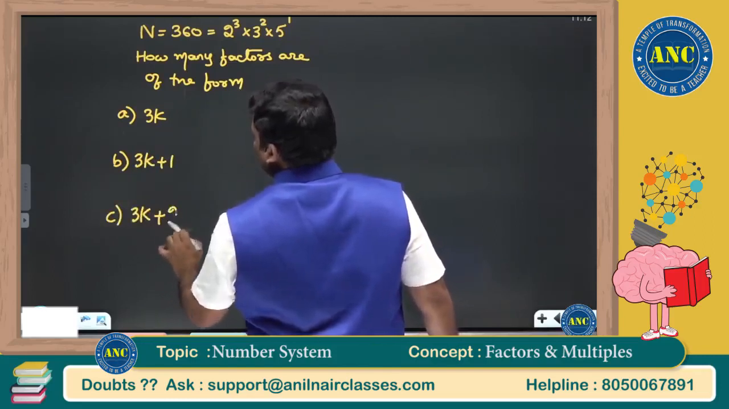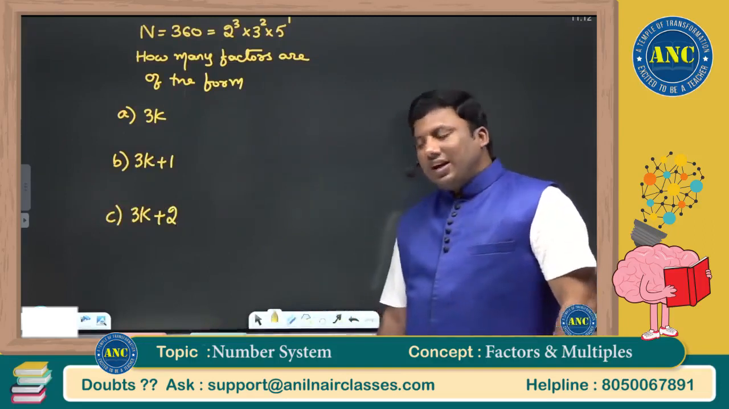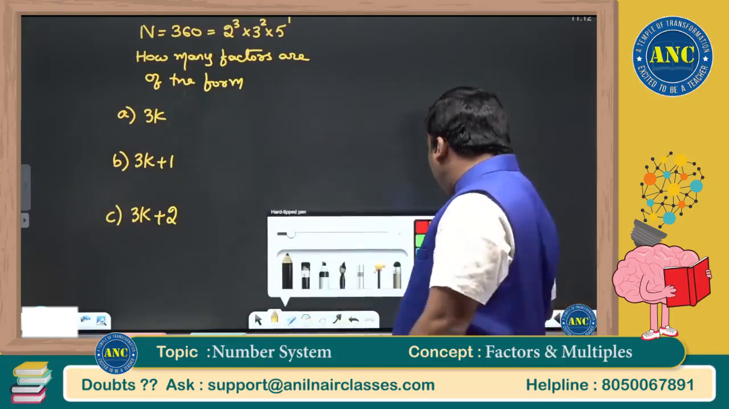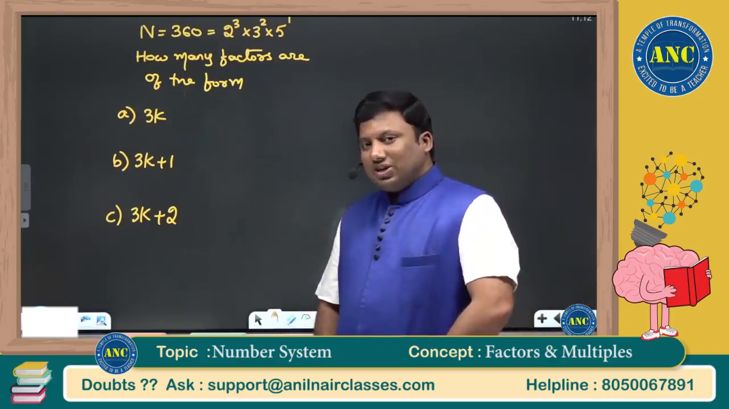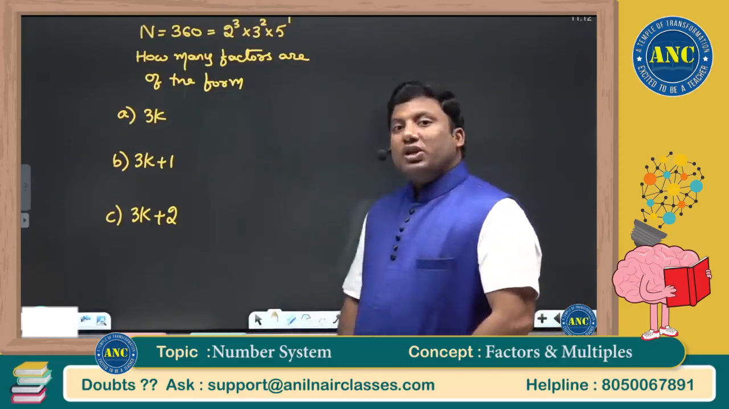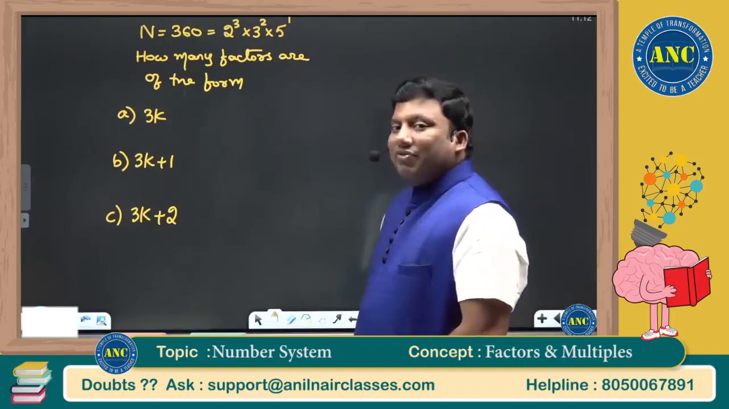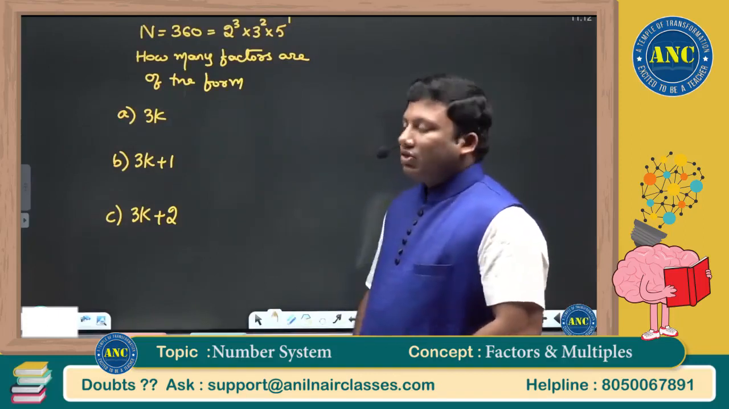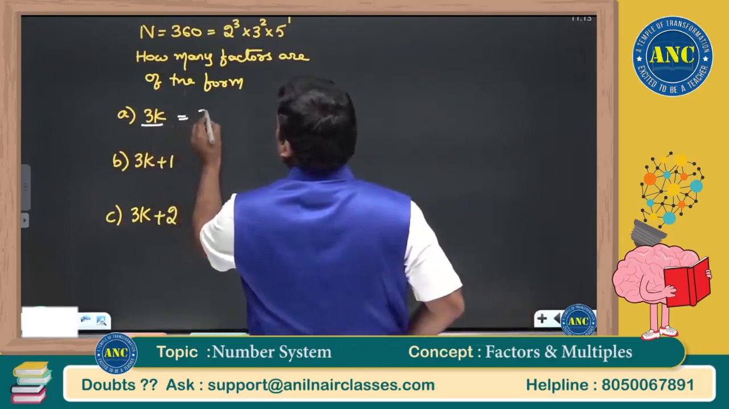Another model. How many factors are of the form 3k, 3k plus 1 and 3k plus 2? Listen carefully, sir. N is 360, 2 cube into 3 square into 5 power 1. How many factors are of the form 3k, 3k plus 1, 3k plus 2? First, how many factors are multiples of 3?